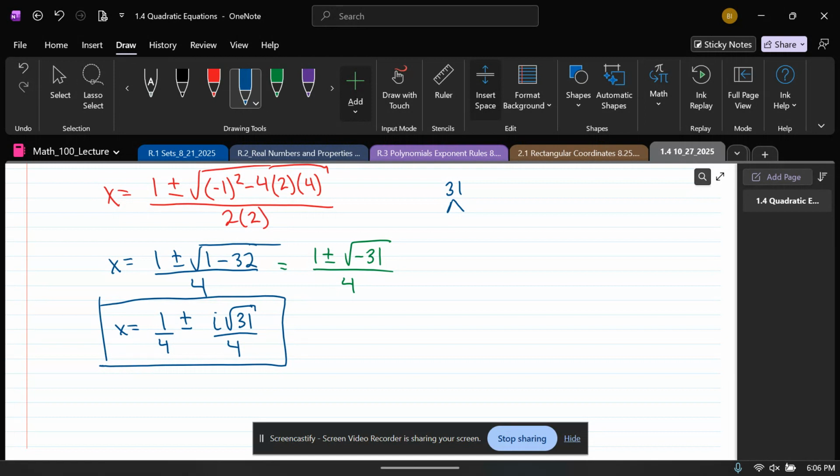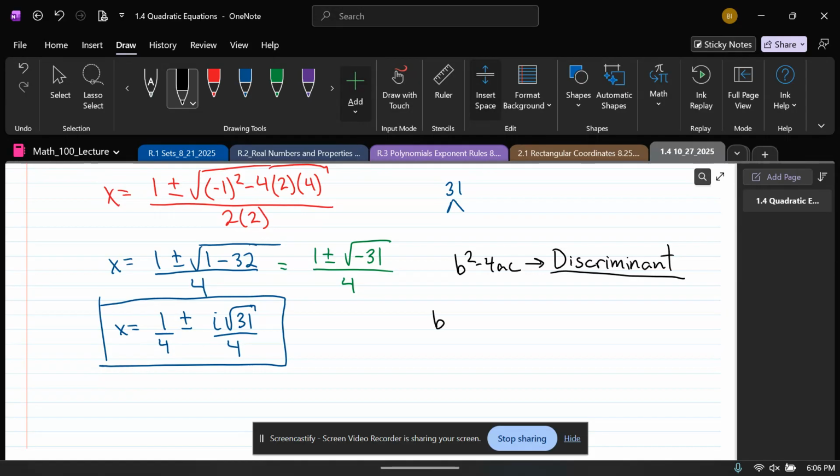That number underneath the square root is a special number. Okay? So that's the last part of this section. That b squared minus 4ac, it has a name. It's called the discriminant. The value of that decides what kind of solutions you have.